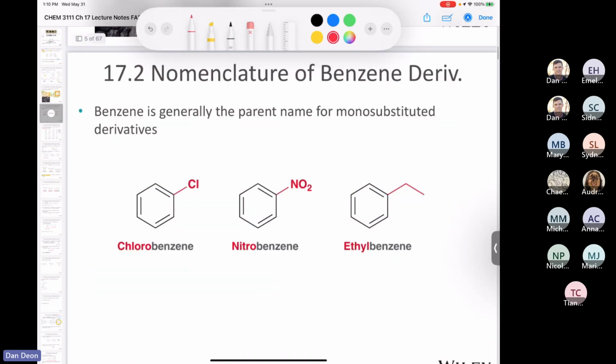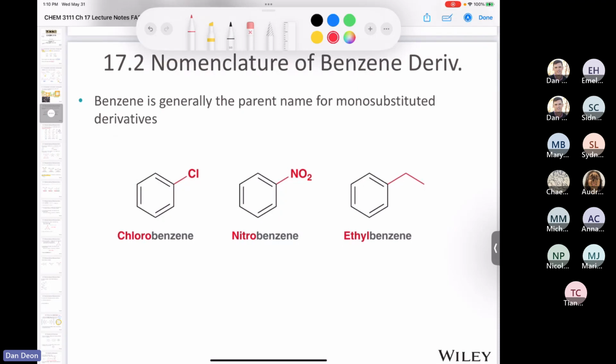joined together. Then we get into nomenclature, and we didn't finish this up, but we said benzene is the parent for a monosubstituted derivative. Yes, there's a few that you need to have memorized, but if it's not one of those common ones, all you have to do is give the prefix and then follow it up with benzene. So if we have chlorobenzene, nitrobenzene, you can imagine if we had this guy here, let's say we put an iodine on there.